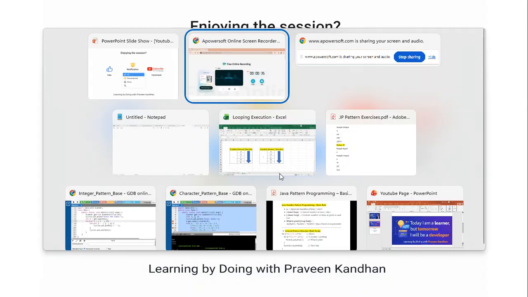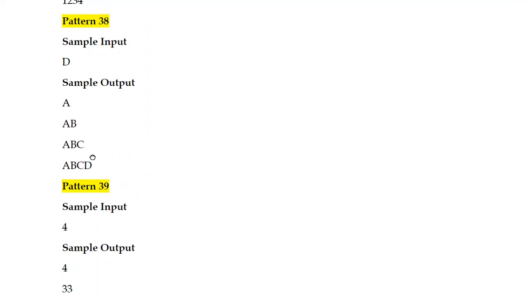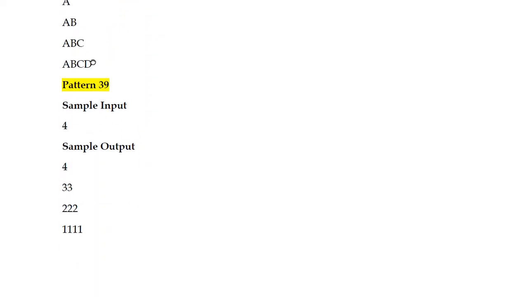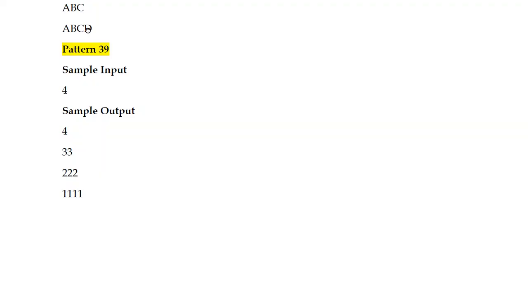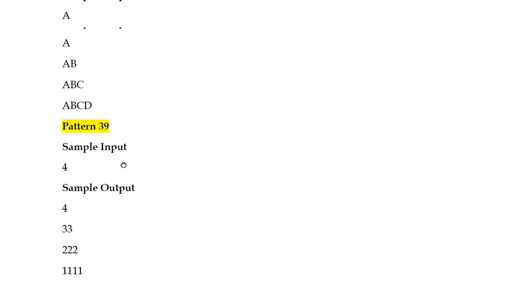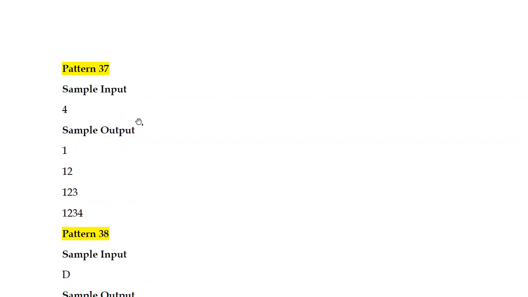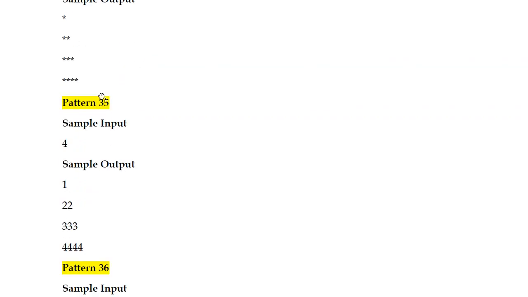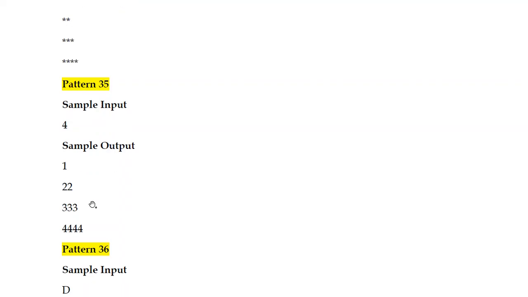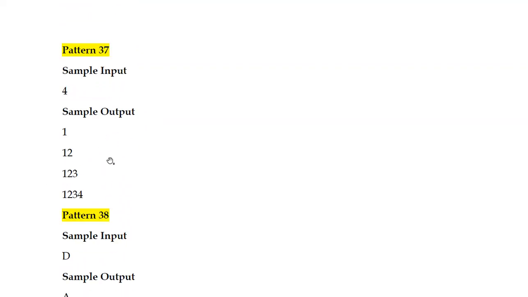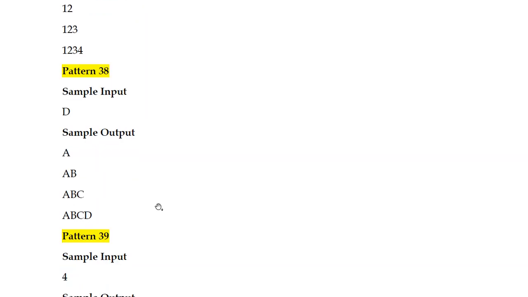Let's get started. In our previous session, we discussed the alphabet increasing pattern type. Now we are moving on to the reverse number triangle pattern. We already discussed patterns 36 and 37, the number triangle. This time we are completely inverting it and printing in the opposite direction.